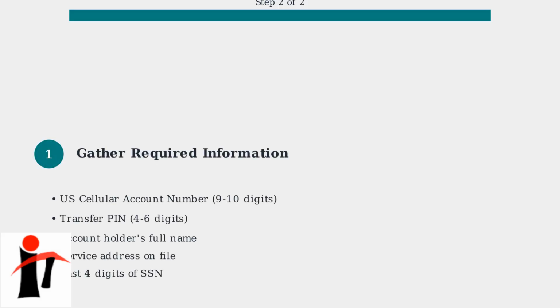Now we'll walk through the complete step-by-step process for porting your number out from US Cellular. This process typically takes between 2 to 24 hours and involves several important stages. Step 1 is gathering all necessary information. You'll need your US Cellular account number, which is typically 9 to 10 digits and can be found on your monthly bill or online account. You'll also need a transfer PIN, which is a 4 to 6-digit security code that authorizes the port.